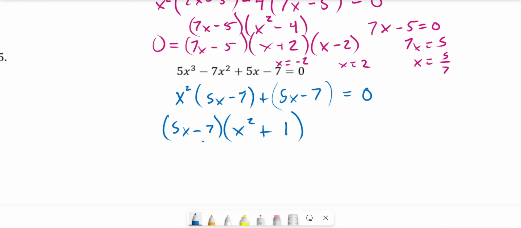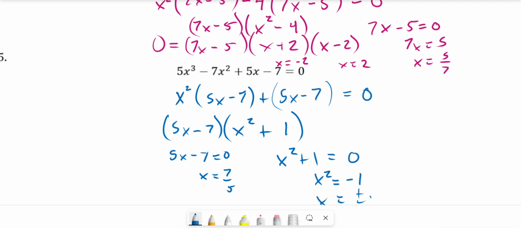You could think about that as being necessary in terms of foiling this whole term back in to get the line above. And this, of course, gives us some complex roots to worry about. If I have 5x minus 7 equal to 0, this is going to give me x equals 7/5. But if I have x squared plus 1 equal to 0, taking the 1 over, I wind up with x being equal to plus and minus the square root of minus 1. That is to say, plus and minus i.